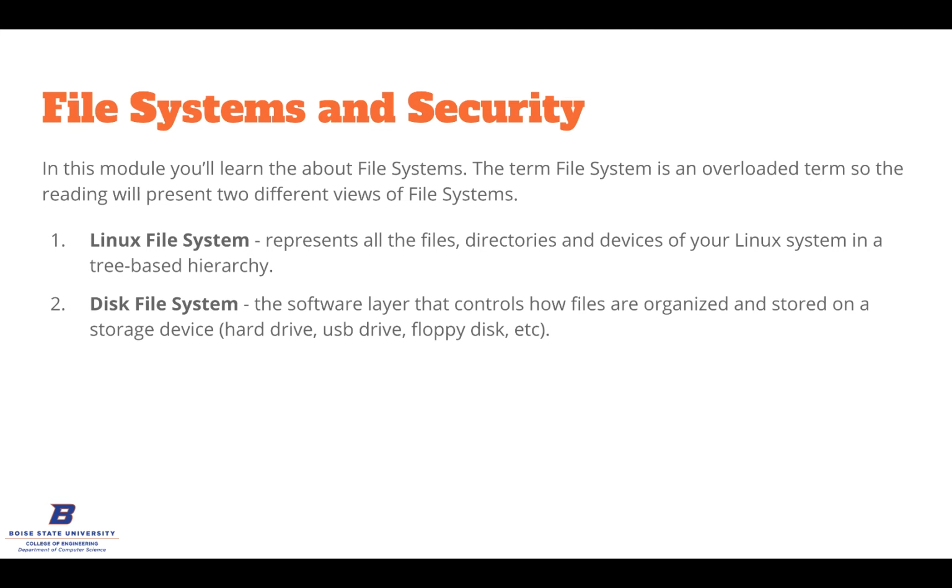The term file system is an overloaded term, so we're going to be looking at two different views of what a file system is. First is the Linux file system. The Linux file system represents all the files, directories, and devices of your Linux system in a tree-based hierarchy. Then the second view is the disk file system. So this is going to be the software layer that controls how files are organized and stored on a storage device such as a hard drive, a USB drive, a floppy disk, etc.